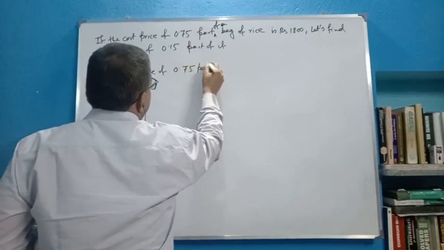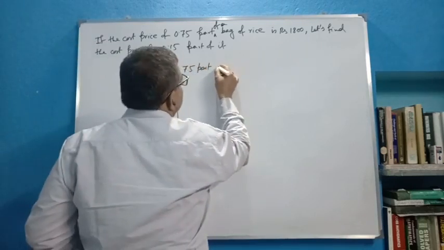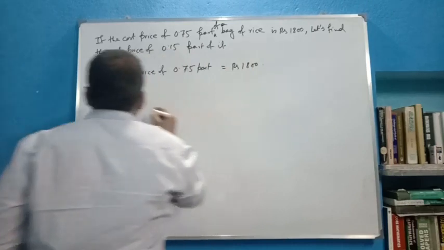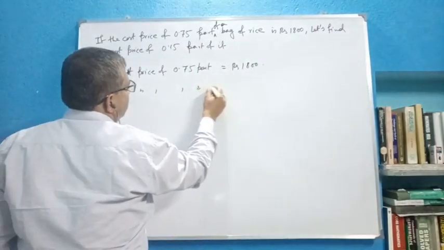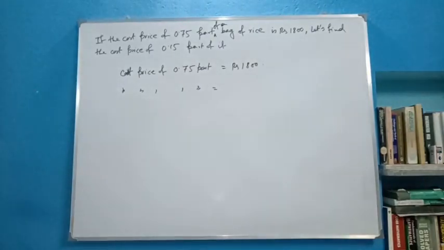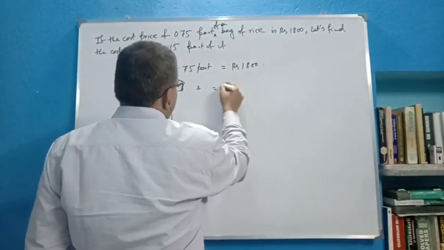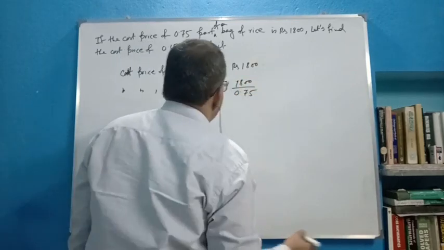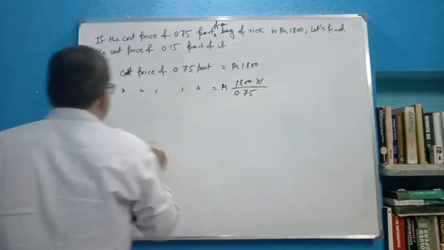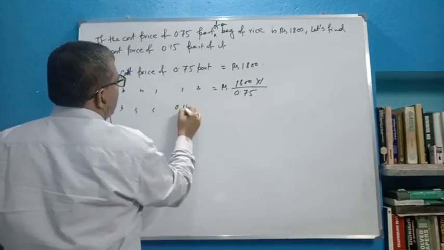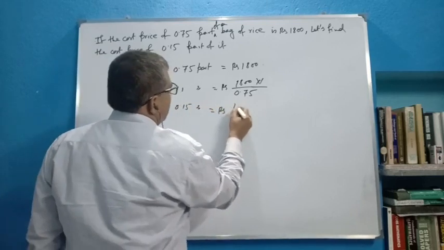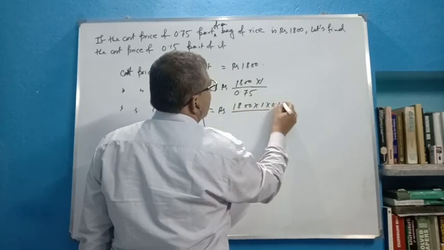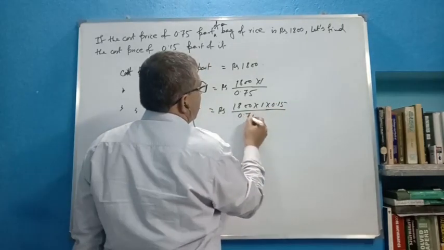the cost price of 0.75 part is rupees 1800. Then the cost price of one part is, obviously, increases or decreases, rupees 1800 by 0.75 into 1, and the cost price of 0.15 part, that is 1800 into 1 into 0.15 by 0.75.